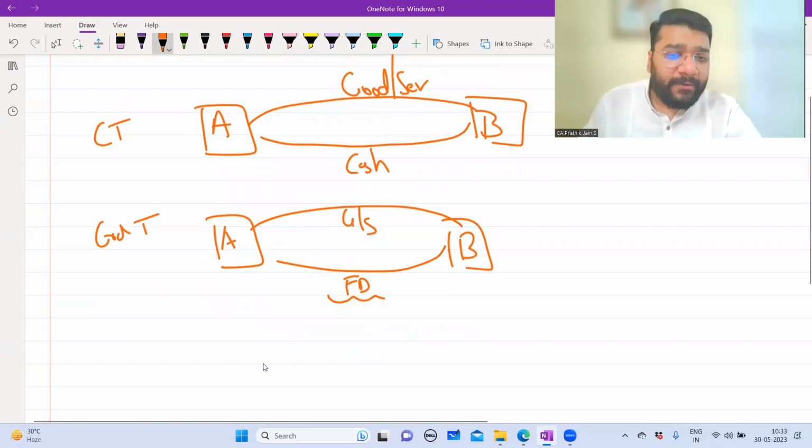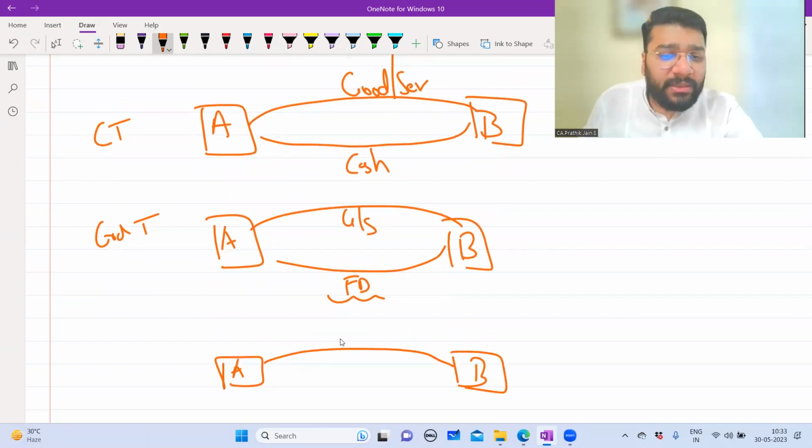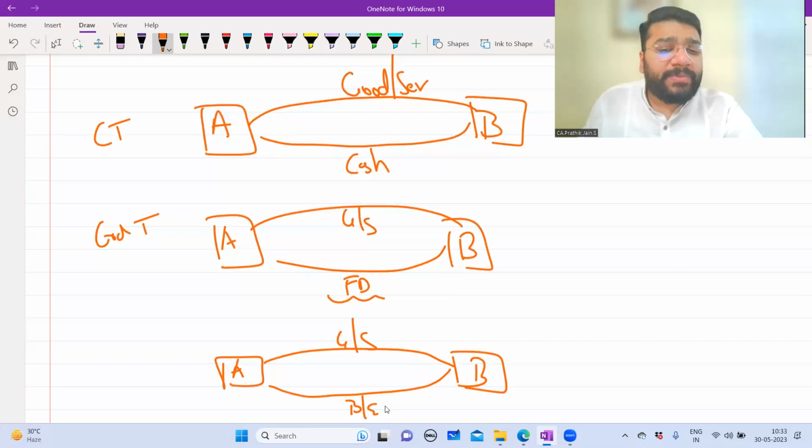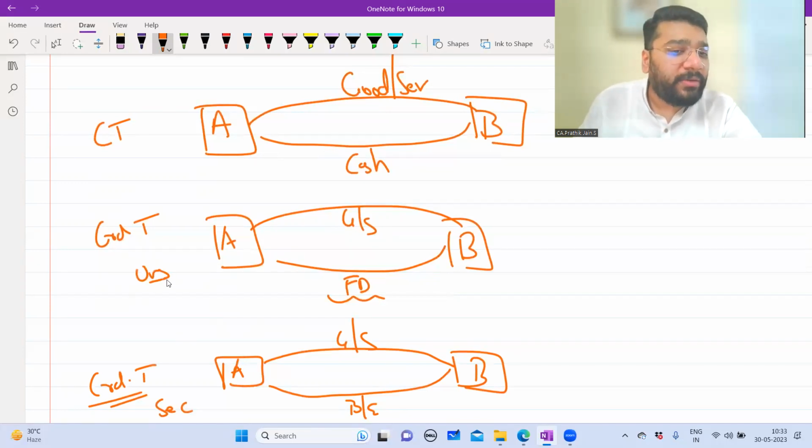Another scenario is that A is the seller, B is the buyer. A sells the goods or provides the service to the buyer. In return, the buyer accepts and gives the bill of exchange or a promissory note. So this is also a credit transaction, but the nature of the transaction is very secure. This is secured, this is unsecured.